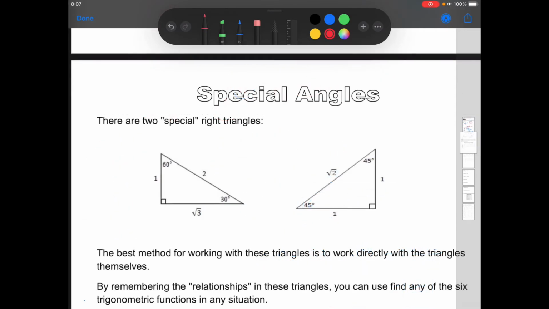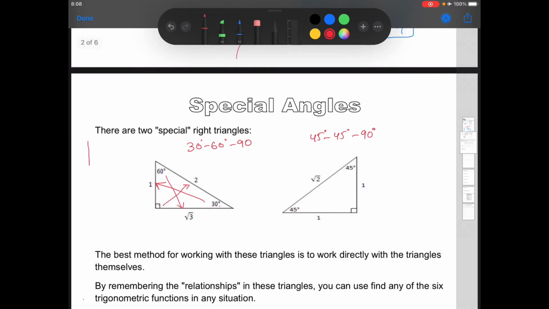Because special angles, there are two special right triangles. You have seen these in the past, so let's quickly review them. They're 30, 60, 90, which means that one angle is 90, the other is 30, and the other is 60. We'll be talking about the lengths of the sides opposite each one, and their relationship. And the 45, 45, 90. These will help us to fill out our values for sine, cosine, and tangent.